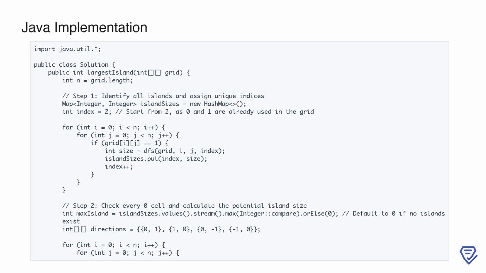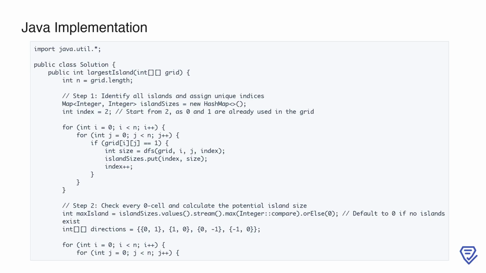Next, we loop through each cell in the grid. If a cell contains a 1, it means it belongs to an island. We call the DFS helper function to determine the size of the island and assign it a unique index. The size is then stored in the island_sizes map, and we increment the index for the next island. Once all islands are identified, we initialize max_island to the size of the largest island found so far. If no islands exist, it defaults to 0.